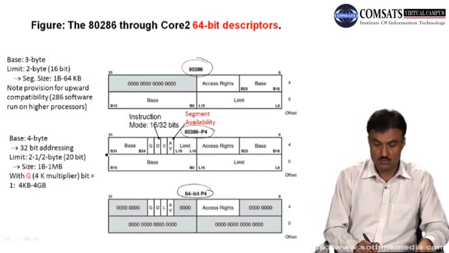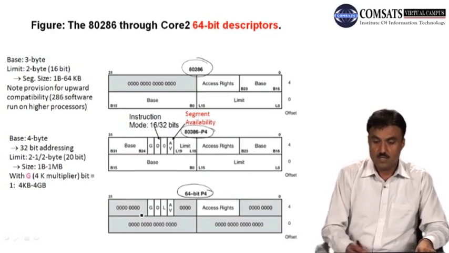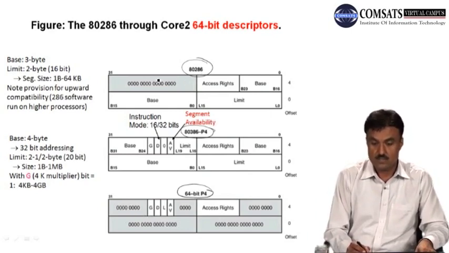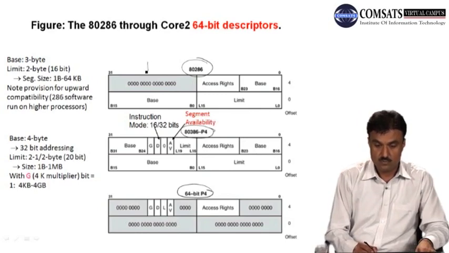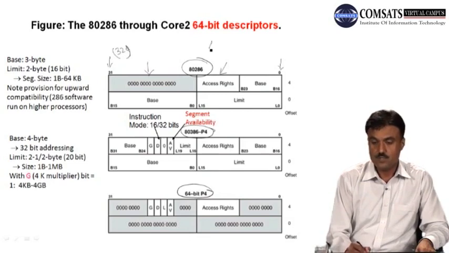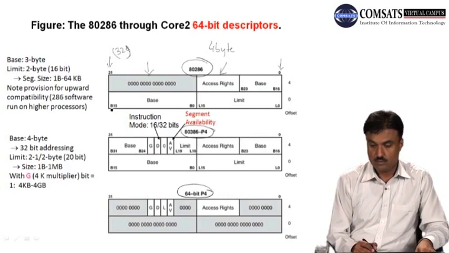This is for the 32-bit, and this is for the 64-bit. Here you can see the 80286 descriptor has a first portion that is always 0. Then we have the access rights. Here you can see it's starting from 0 and going up to 32, so this one is 4 bytes, and from 0 to here there are 4 other bytes. So completely it is 8 bytes in total length.